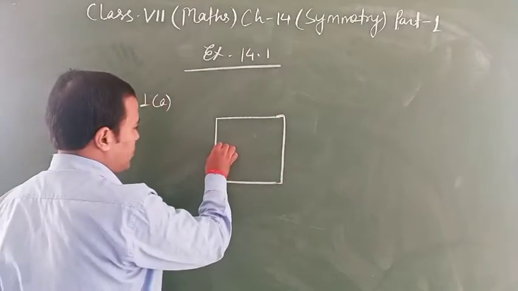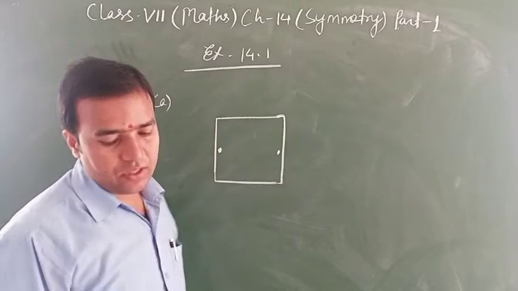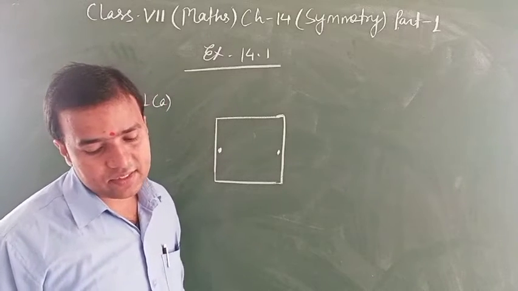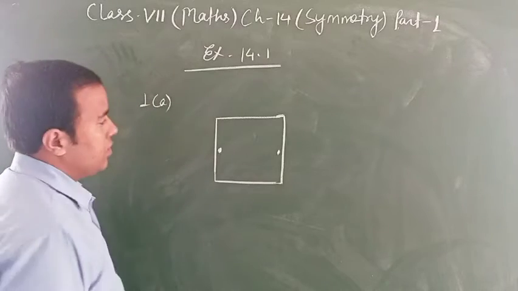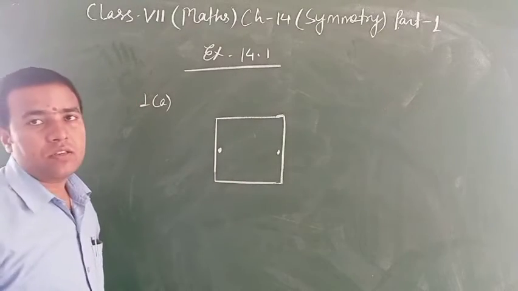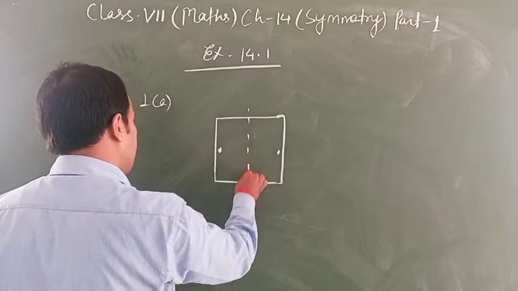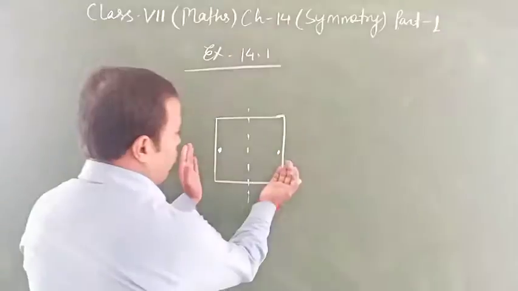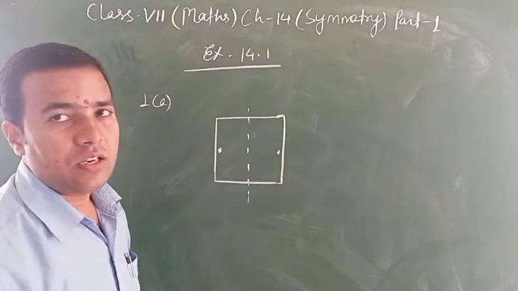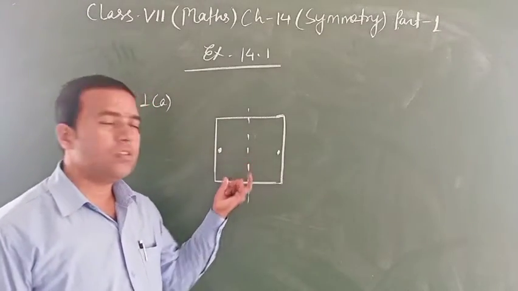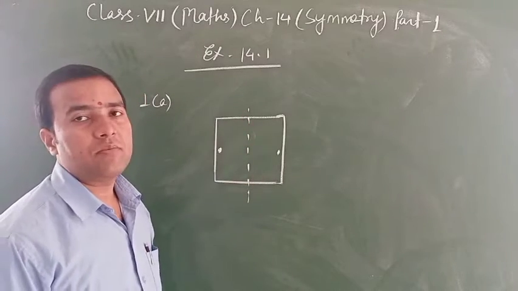So one punch is here and one punch is here. Clear? So copy the figure with punch hole and find the axis of symmetry for the following. Axis of symmetry means where we can make a line of symmetry. If we are making it like this, clear? When we fold it, this and this punch will be joined, clear? So it is a line of symmetry of this figure.